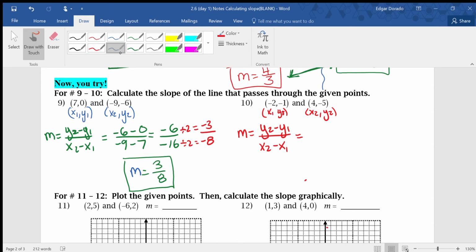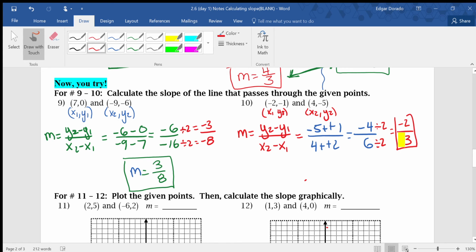All right, so let's go ahead and start with substituting values in here. My y2 is -5 minus my y1, which is -1. x2 is 4 minus my x1, which is -2. In the top I get -5 plus 1, which is -4. The bottom I get 4 minus the -2, so again another plus, which is just 6. Just like before, we have two things that are definitely even, so I can divide them by 2. So I get -2 over 3. So my slope equals -2 over 3.